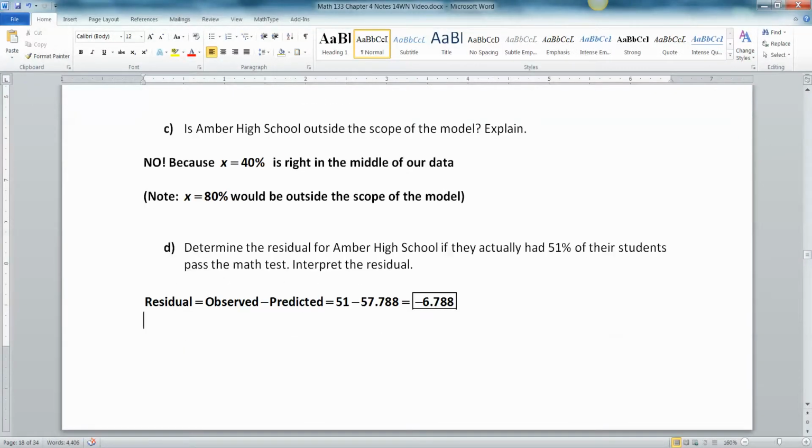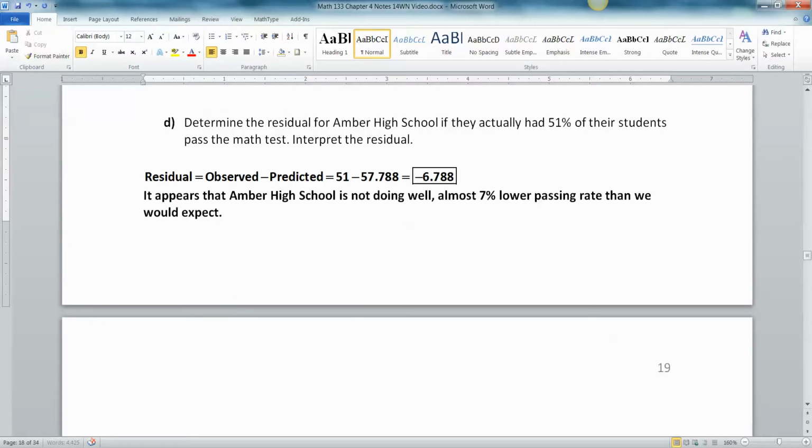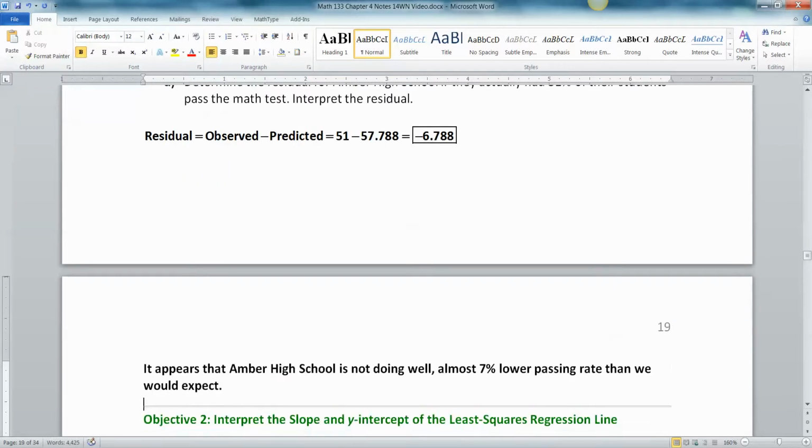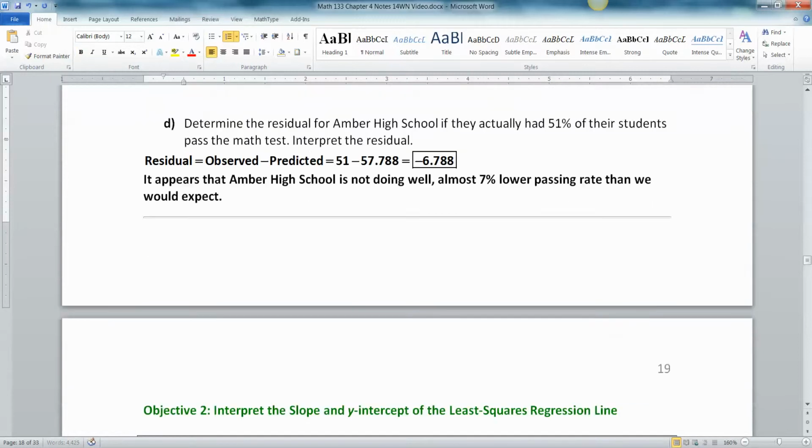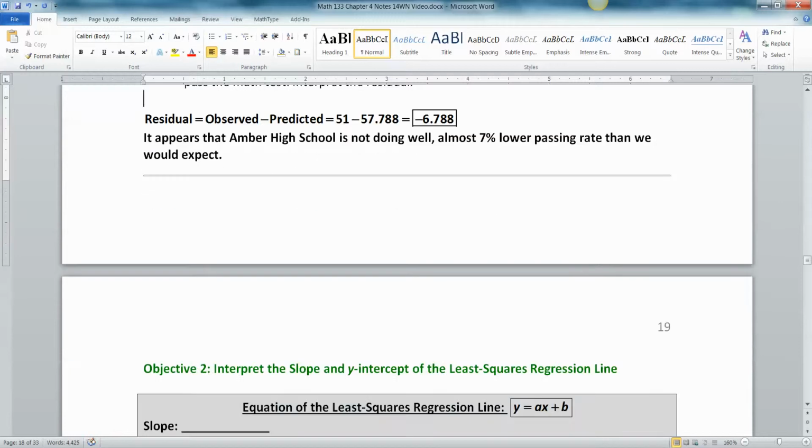All right, so interpret that residual. Well, it appears that Amber High School is not doing well. Almost 7% lower passing rate than we would expect. So sorry, Amber High School, you're not doing so good. Luckily, you're made up, so there's no students actually suffering. No students were harmed in the making of this example. Let's put it that way. All right, done with that.